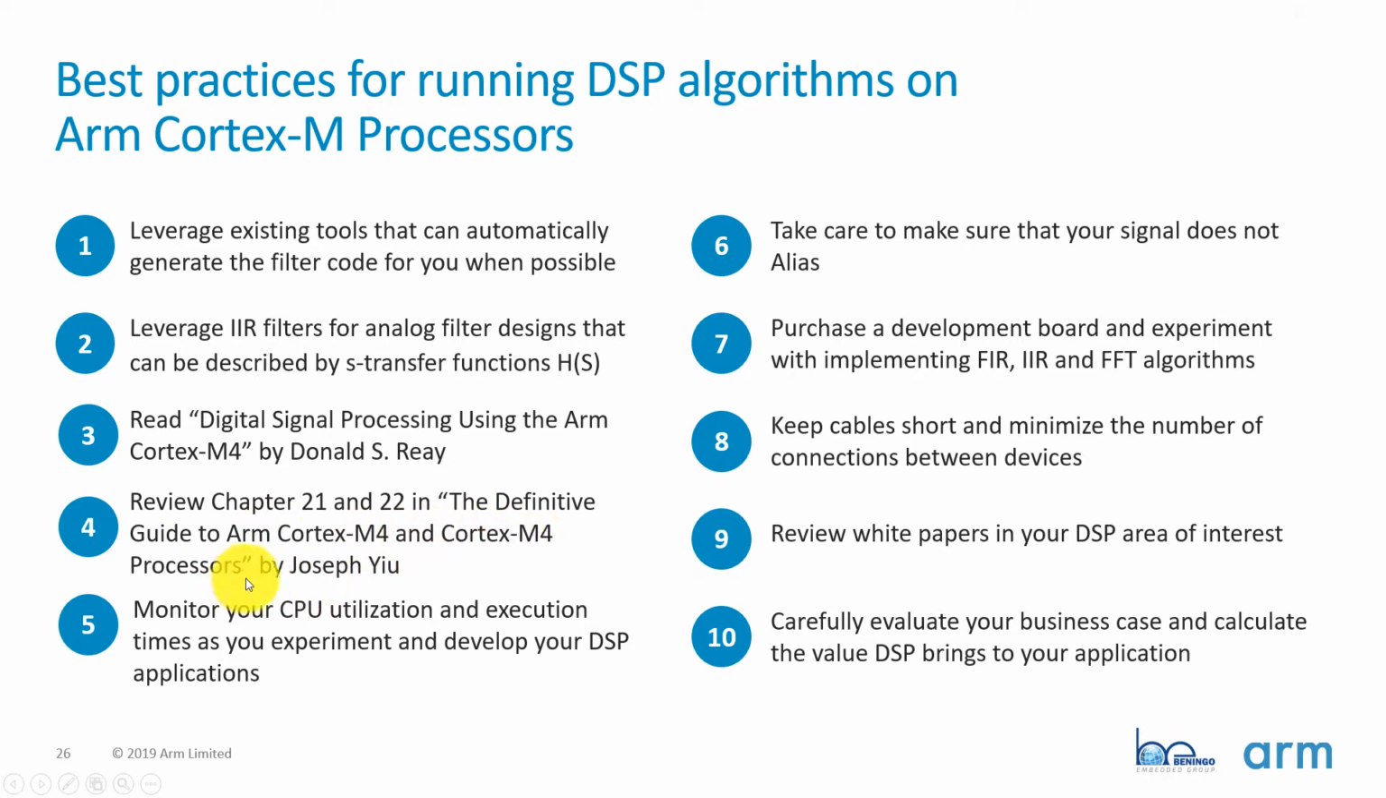I think you have to review Chapters 21 and 22 in The Definitive Guide to ARM Cortex-M3 and Cortex-M4 Processors by Joseph Yiu. Really great book overall. There's lots of other really good information in there, but at least the digital signal processing pieces are in chapters 21 and 22.